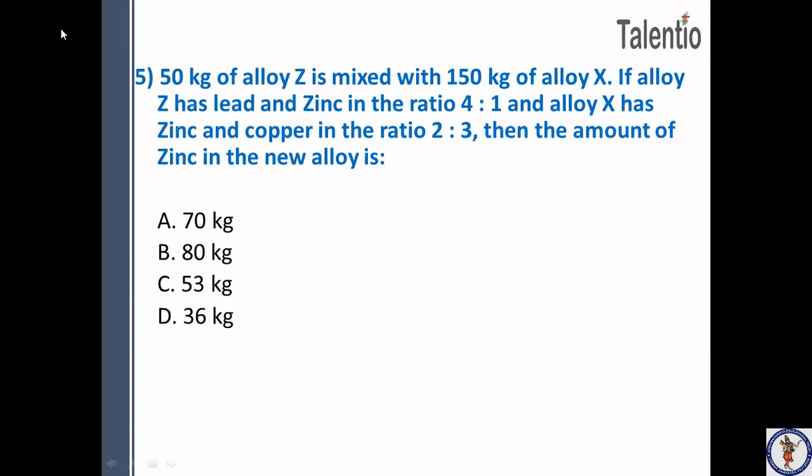Yes. So they have given that 50 kgs of alloy Z is mixed with 150 kgs of alloy X. Ma'am, what is an alloy? An alloy is nothing but a mixture of two elements. A mixture of two metals is nothing but an alloy. So if I mix zinc and gold, that is an alloy; zinc and lead, that is an alloy. So here there is alloy Z. Okay, the quantity of alloy Z is 50 kgs. It is mixed with alloy X, where the amount is 150 kgs. Okay, these two are mixed.